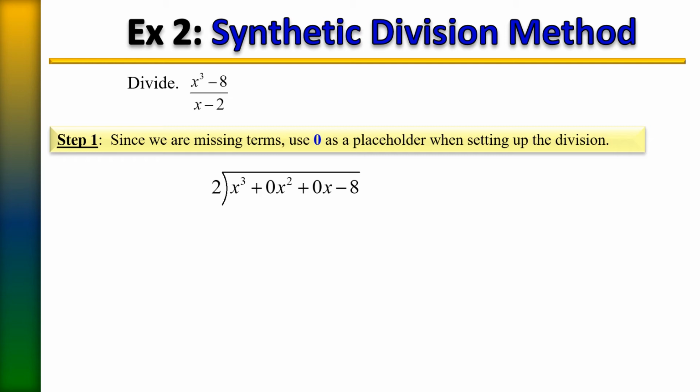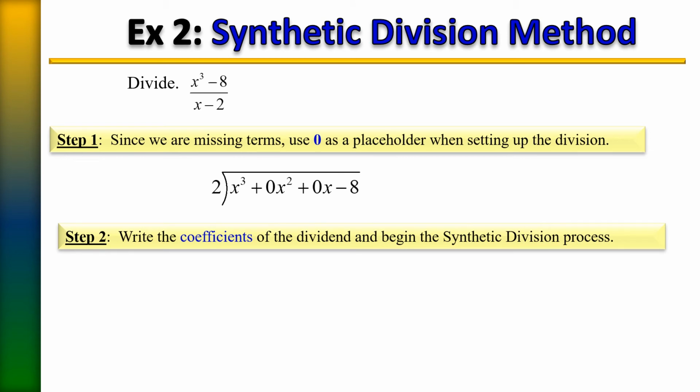The coefficient of the first term is a 1. Remember, we don't put a 1, but we know it's there. The coefficient of the second term is 0, 0 for the third term, and the coefficient of the last term is a -8. So we're going to go ahead and take our coefficients along with our divisor so that we can begin the synthetic division process. So let's go ahead and begin by bringing down the 1.